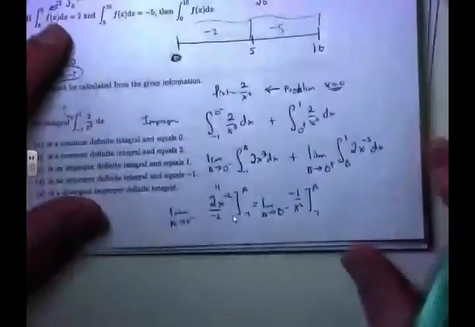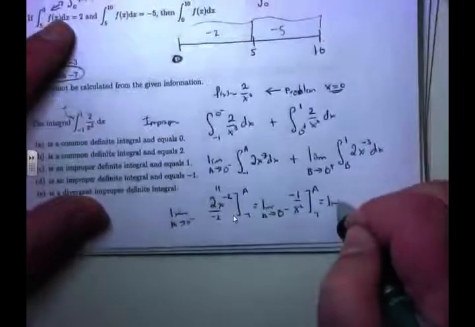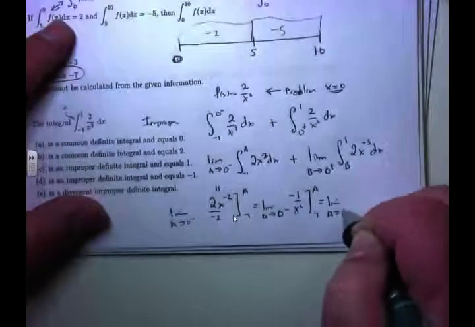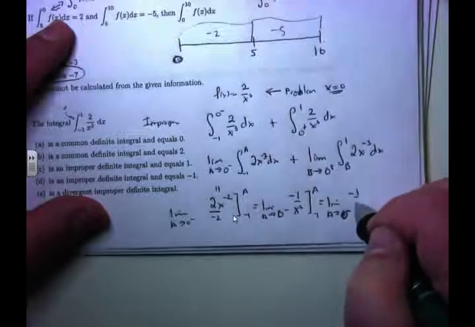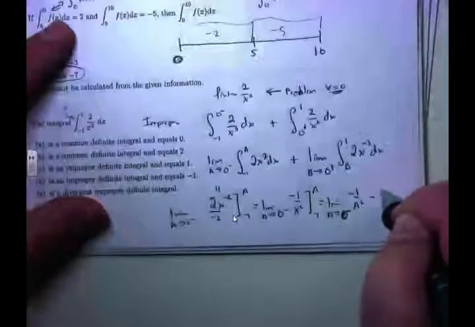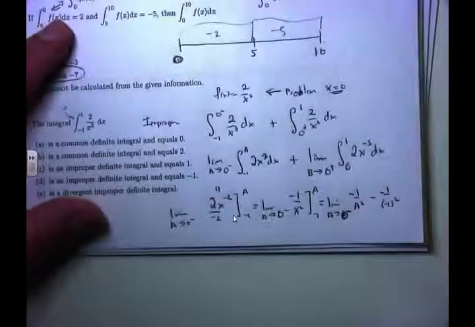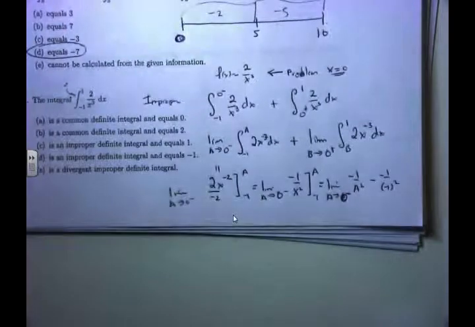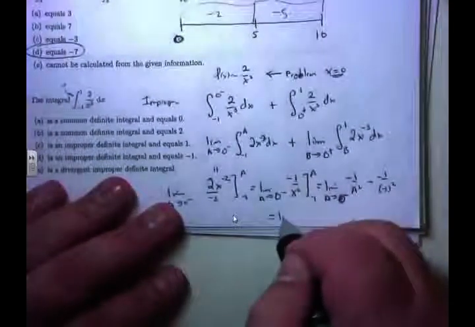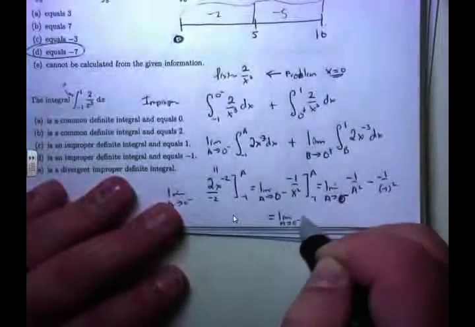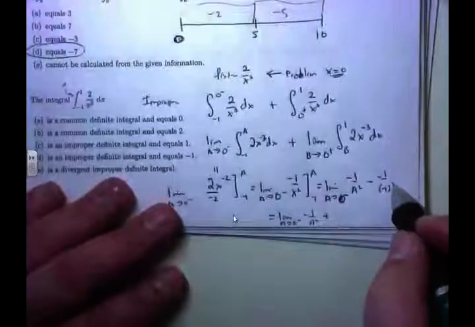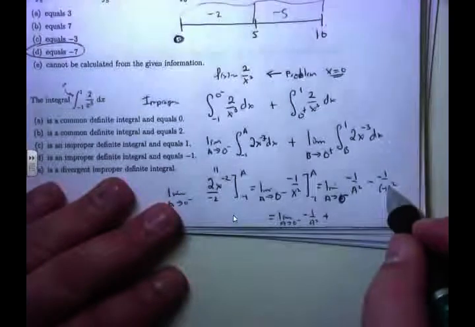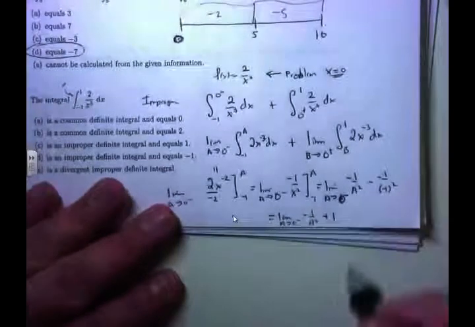According to the fundamental theorem, plug in top minus plug in bottom, this will be the limit as a approaches 0 from the minus side of negative 1 over a squared minus negative 1 over negative 1 squared. So this would be equal to the limit as a approaches 0 from the minus side of negative 1 over a squared plus, negative 1 squared is 1, 1 over 1 is 1, negative negative 1 is a plus 1.